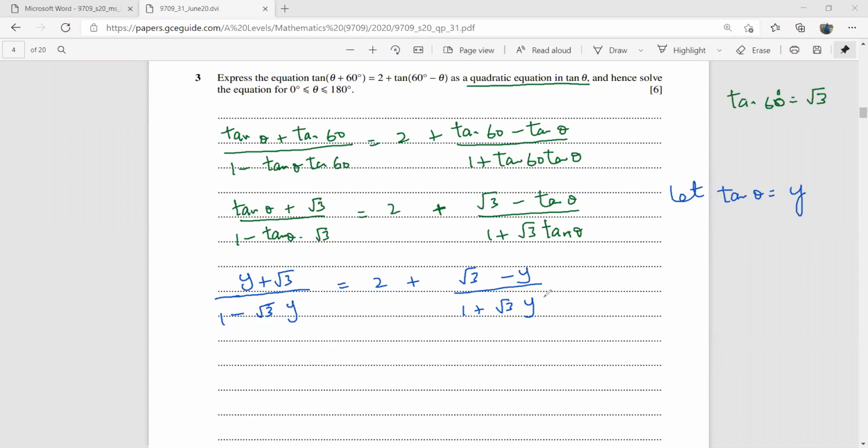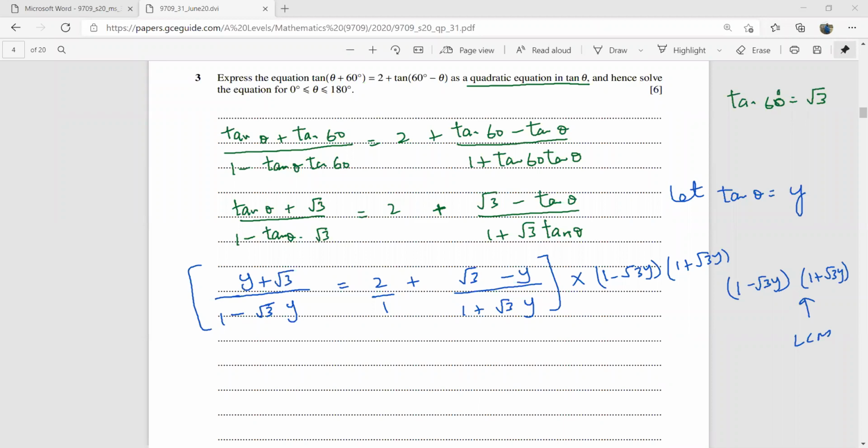So I can imagine that the LCM for all these fractions is 1 minus under root 3y times 1 plus under root 3y. So I'm going to multiply the whole of this equation by, though this is not a mathematical way of writing it, but I'm just telling the examiner that I multiplied the whole equation by 1 minus under root 3y because that is the LCM. Okay, you can mention that this is my LCM over here.